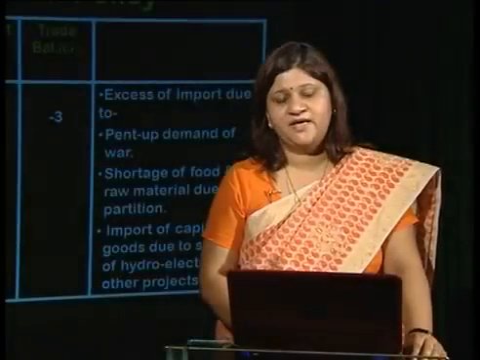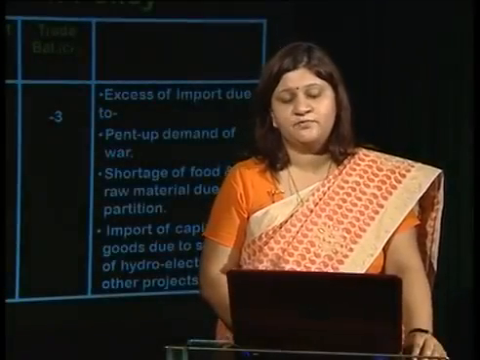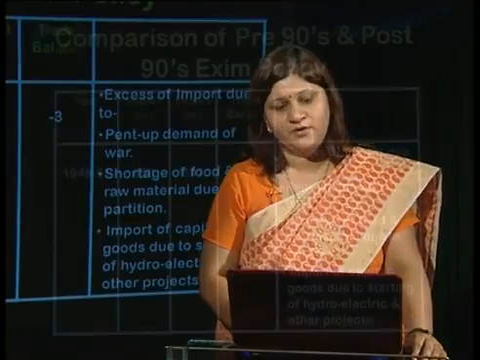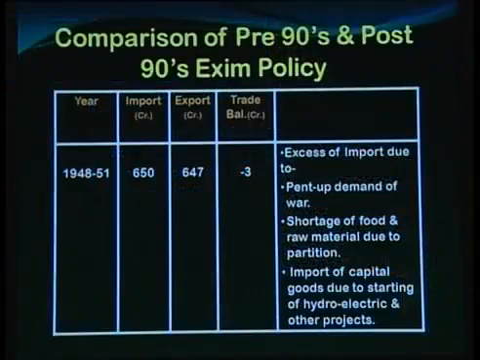Now students, we will have a comparison of the pre and post 90s EXIM policy. So we will compare imports and exports and see the trade balances. First of all, we will start with 1948-51. In this period, imports were 650 million US dollars, while exports were 647. So we have imports exceeding exports, showing a negative balance of $3 million.